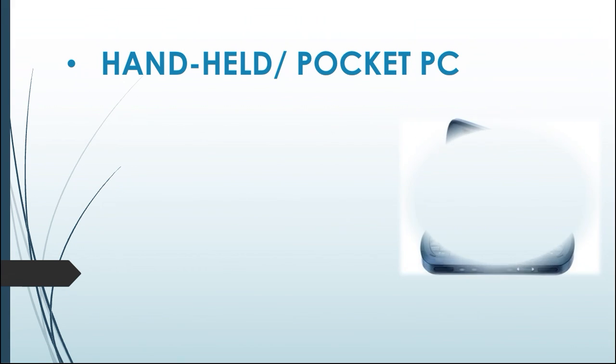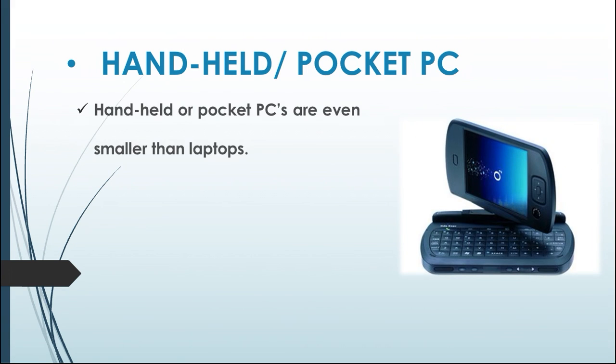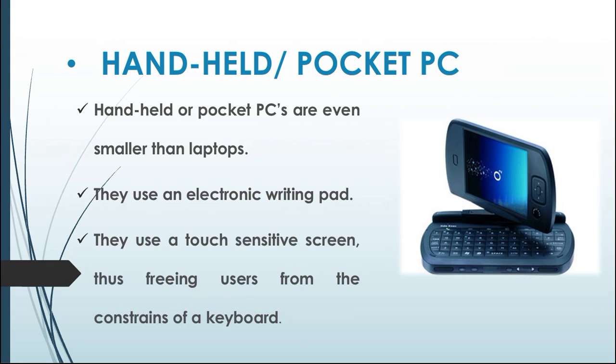Then handheld pocket PC. These are the mobile phones you're carrying in your hands. They use an electronic writing pad, the touch screen, and they have a sensitive screen that can be harmed. If you throw a mobile or you drop it, then the screen will be destroyed.